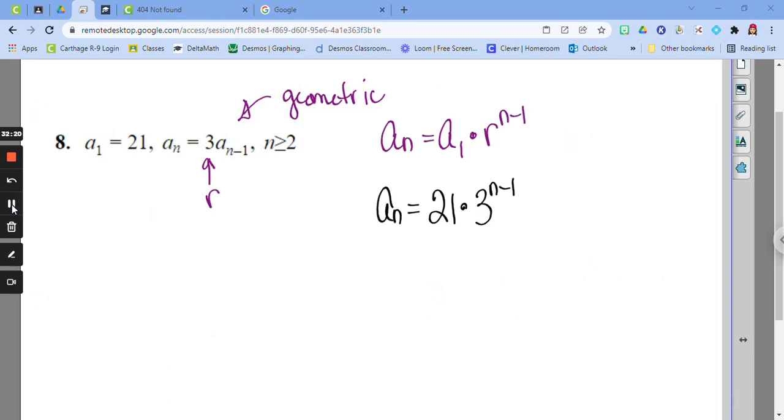You can put them that way, or put parentheses around it. Any of that works. So here, we went from only being able to find just what the next term is to being able to find any term in the sequence. Okay? So that's your difference with these two.